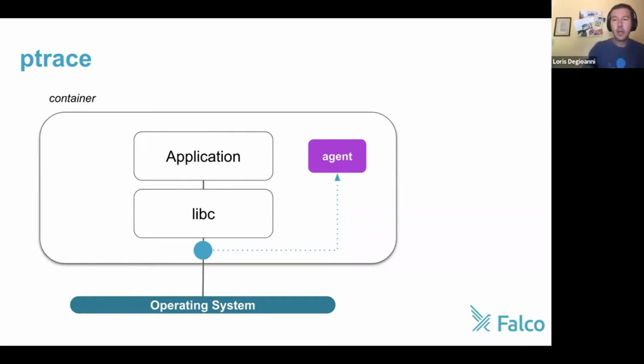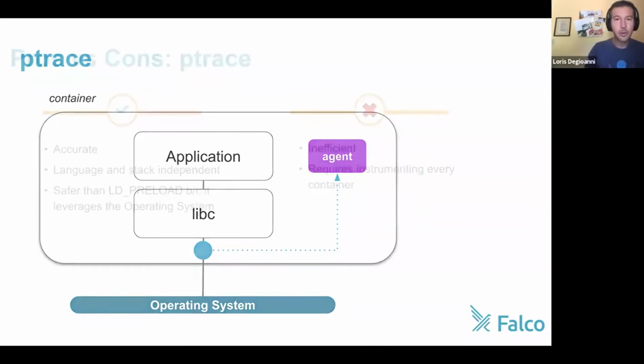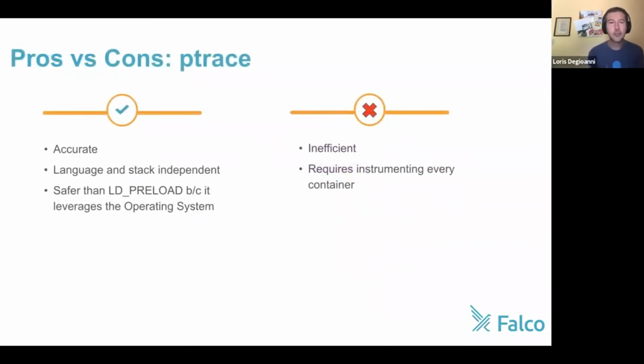Ptrace is nice because it is a facility of the operating system, so it's much more accurate. For example, when you use ptrace, you don't need a dynamic library to do the instrumentation. So this covers, for example, Go processes. Ptrace is language and stack independent because it relies on Linux, on the operating system, and not on a library or on a piece of functionality or on a language that you're using.